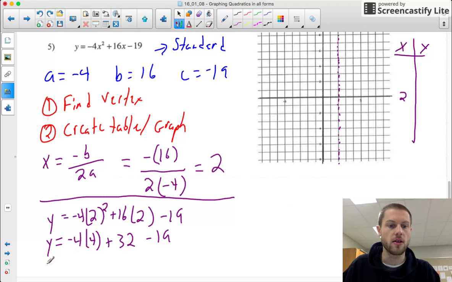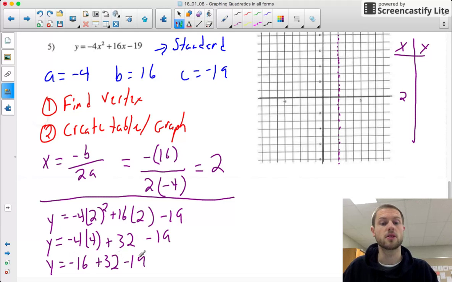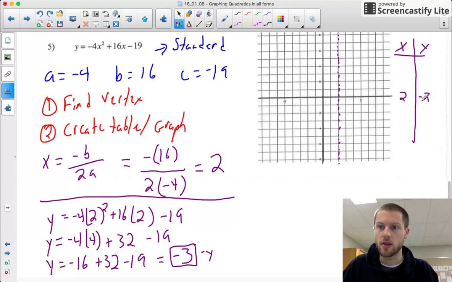So this is going to give me -16 plus 32 minus 19. -16 and 32 will give me 16, and 16 minus 19 is going to give me a -3. So this is my y value of the vertex, and I can plug that into my table. I can plot this thing: 2, -3. And let's go red. Looks like I know one coordinate of my vertex.